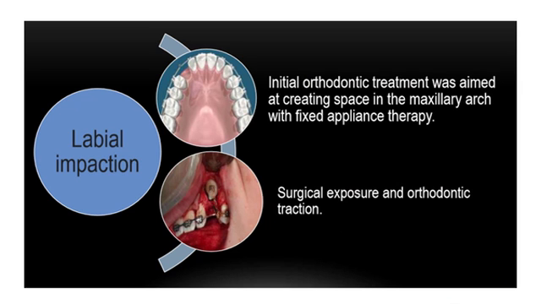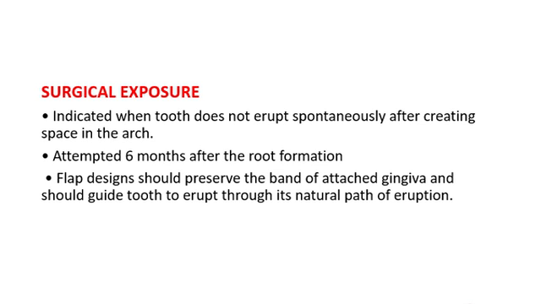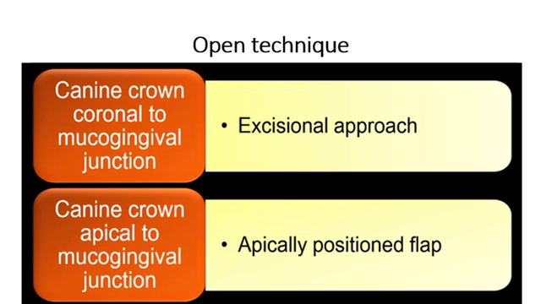Initial orthodontic treatment was aimed at creating space in the maxillary arch with fixed appliance therapy and surgical exposure and orthodontic traction, as we can see here. Surgical exposure is indicated when the tooth doesn't erupt spontaneously after creating space in the arch. It is attempted 6 months after the root formation. Flap design should preserve the band of attached gingiva and should guide the tooth to erupt through its natural path.